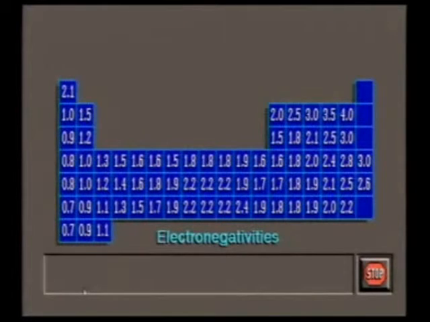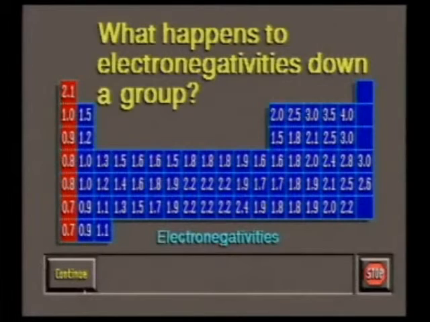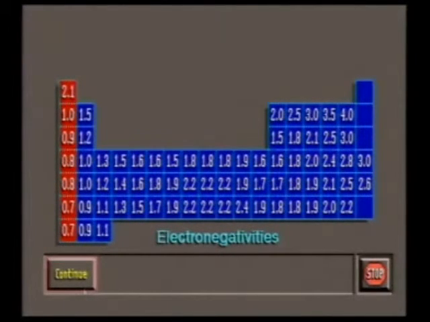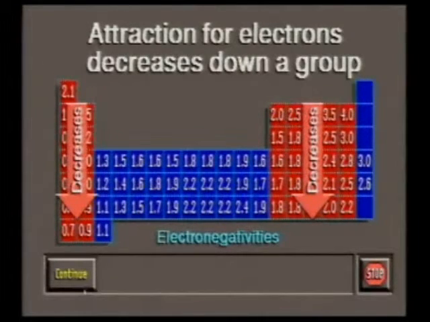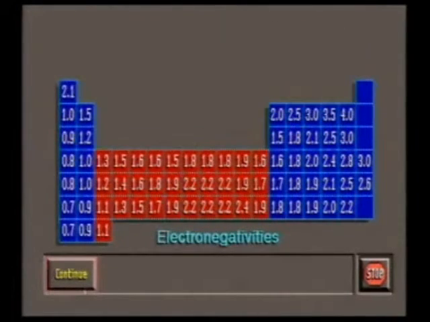What happens to the electronegativities as you go down a group? In general, electronegativities decrease within a group. Notice that the transition metals do not follow this pattern.